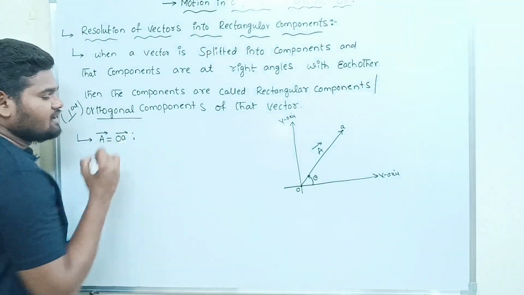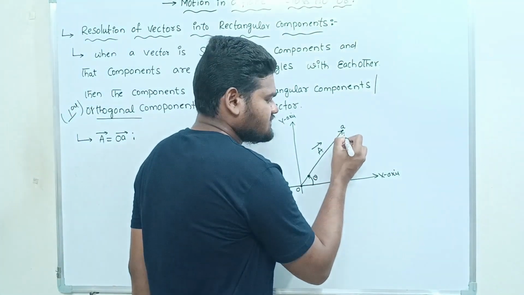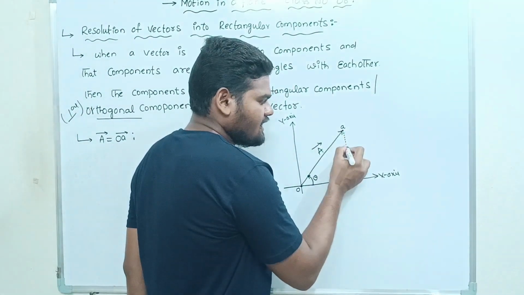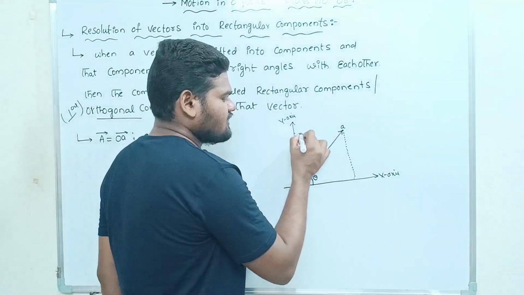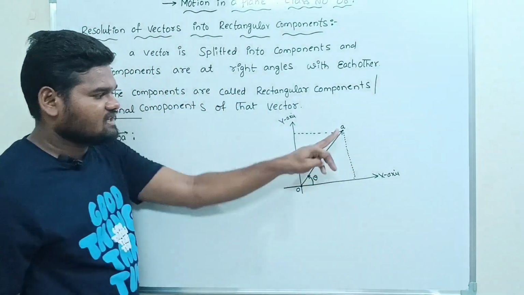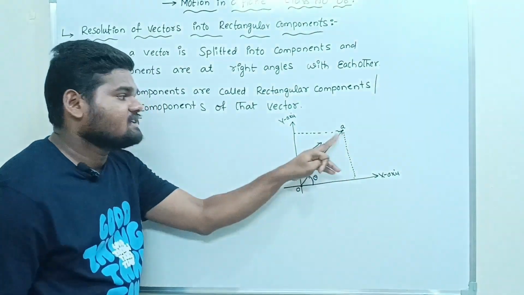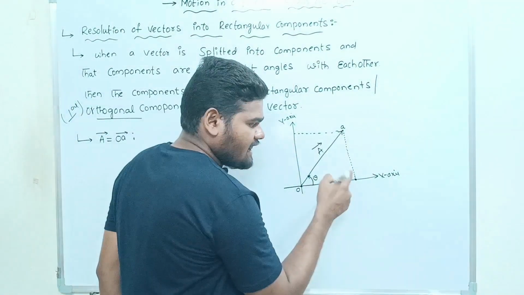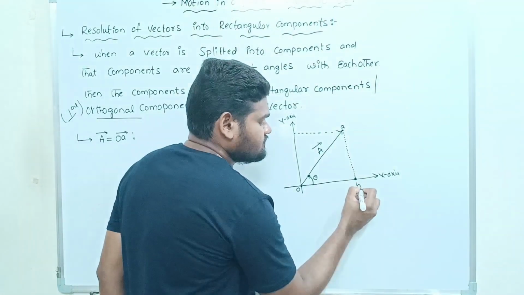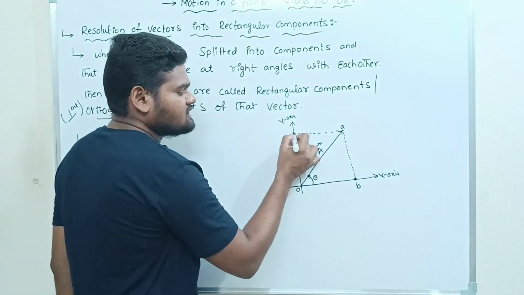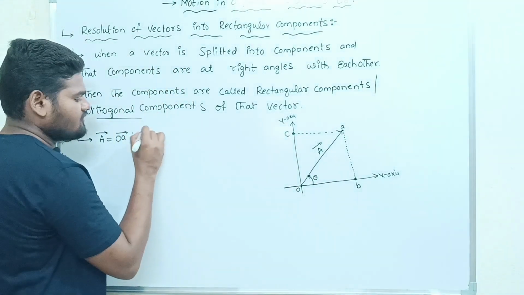Now I'm going to draw two perpendicular lines from point A, towards the x-axis and towards the y-axis. The point at which the perpendicular touches the x-axis, I am taking as B, and the other point as C. Have a look at the figure.